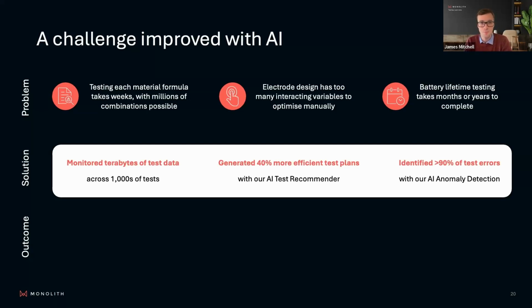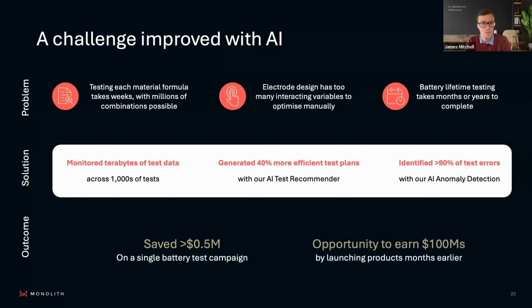The Monolith solution can solve a number of challenges within this. It can generate significantly improved test plans; 40% has been easily shown using the test recommenders. It's able to identify a huge number of anomalies, with well over 90% of test errors detected. We've deployed that in real-world applications, monitoring terabytes of test data to deliver outcomes for our customers of over $500,000 savings on single battery test campaigns, and given them the opportunity to go after the much bigger prize of hundreds of millions from launching products earlier into the market.